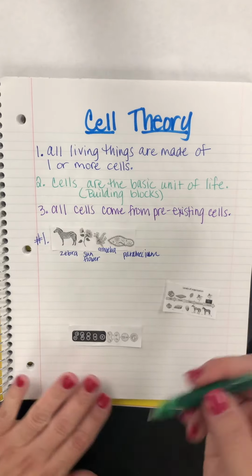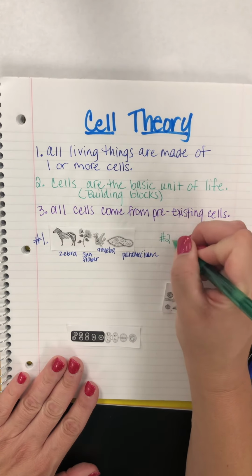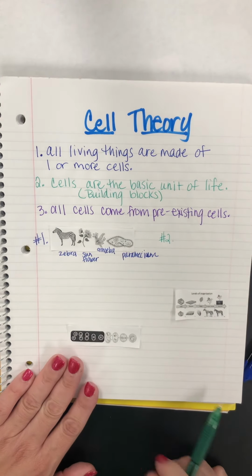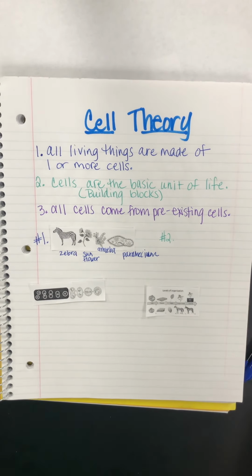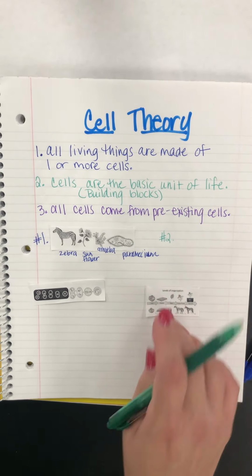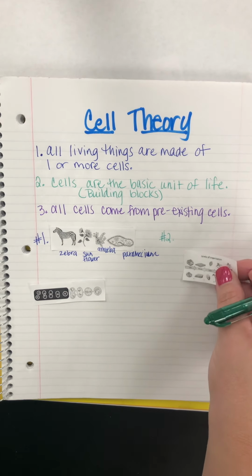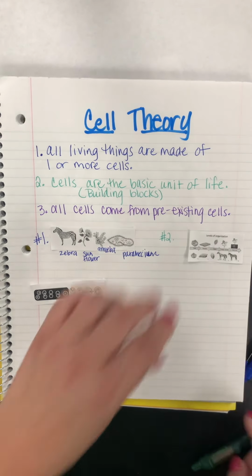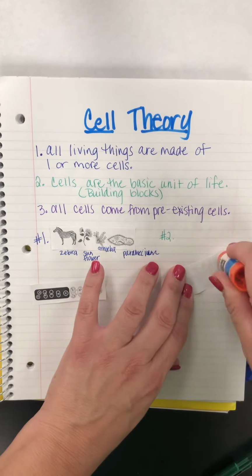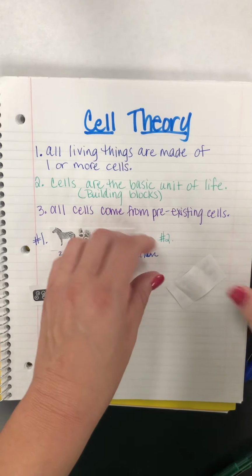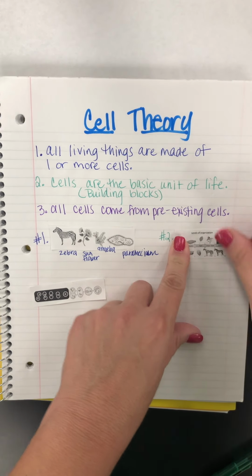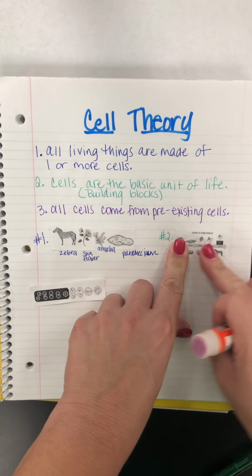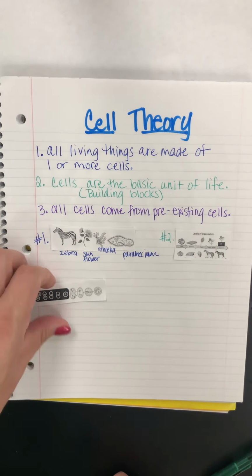So for the second part of the cell theory, we are looking for an image that shows you that cells are the basic unit of life, the building blocks. And again, what we learned on Monday from the levels of organization is that the cell is the basic building block of life. All cells are the basic unit of life. So I'm going to go ahead and choose that one. We're going to paste that down. So right now in our ISN entry, we have some good graphics that show what the three parts of the cell theory are telling us.